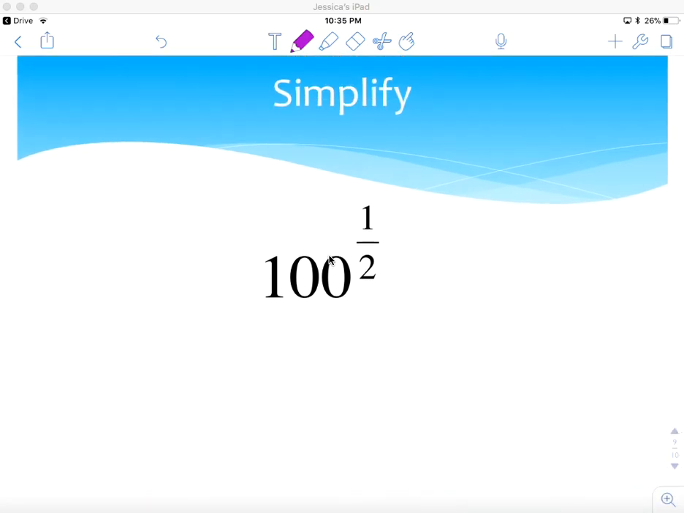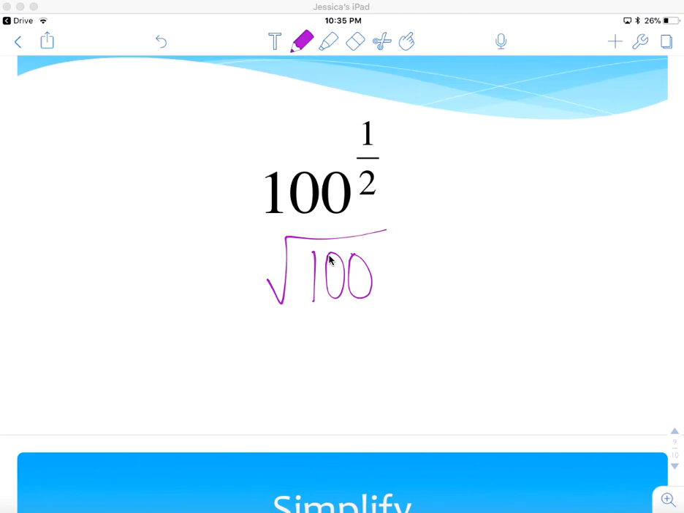Last thing we're going to talk about is if you have an exponent of 1/2. When you have an exponent of 1/2, this is just another way to write square root. So this 100 to the 1/2 power is the same thing as writing the square root of 100. Well, the square root of 100 is one of our perfect squares. The square root of 100 is 10.